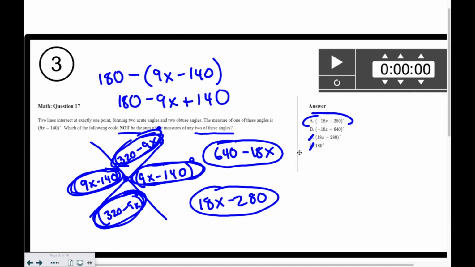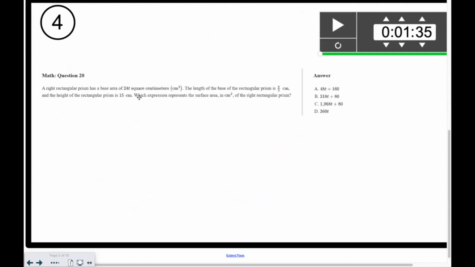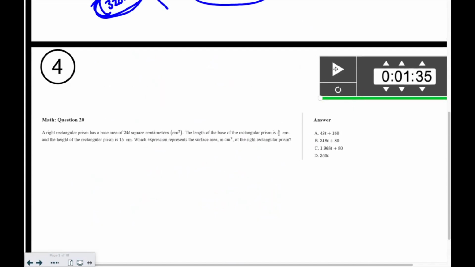Okay, thank you. I think I misread the question. Yeah, these ones are tricky when they say "could not be." Okay. All right, let's take a look at number 4.